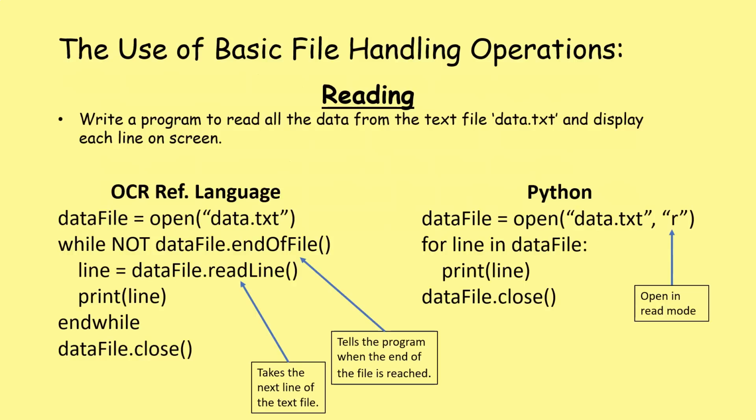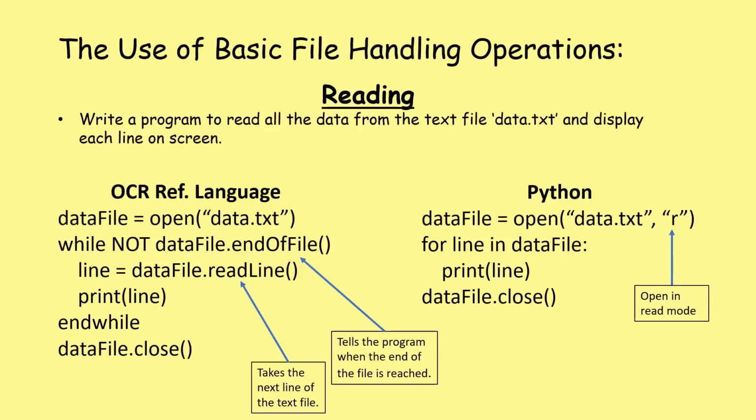So if you look at a couple of simple examples of reading, for example, we have to write a program to read all the data from the text file data.txt and display each line on screen. In the OCR reference language, that is: data file equals open data.txt, while not data file.end of file, line equals data file.read line, print line, end while, and don't forget your data file.close.